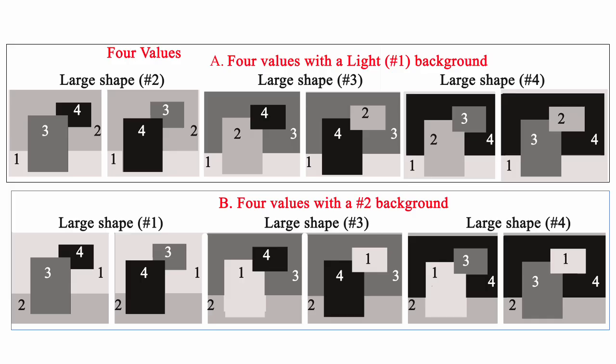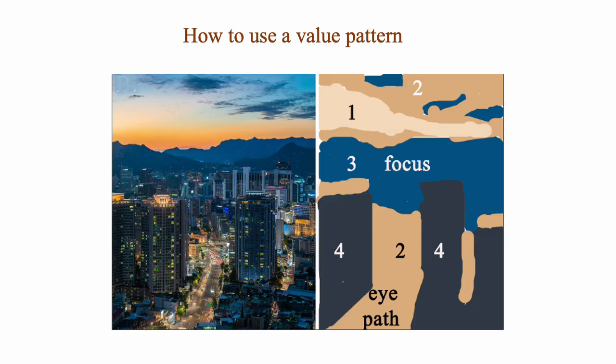In my last videos, I discussed using 2 or 3 values. After that, the number of possible value patterns gets a little overwhelming. So this is 4 values. There are a total of 24 combinations, and I show you 12 of them here. 6 with the light background, 6 with the number 2 background, and then there are 6 with the number 3 background and 6 with the number 4 background. So when you start using value patterns, pick 4 to 7 shapes and don't overmodel or gradate because that adds more values. When you divide your picture into values, you can often see compositional flaws.